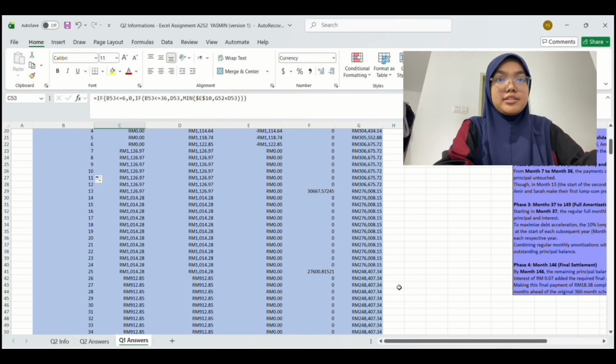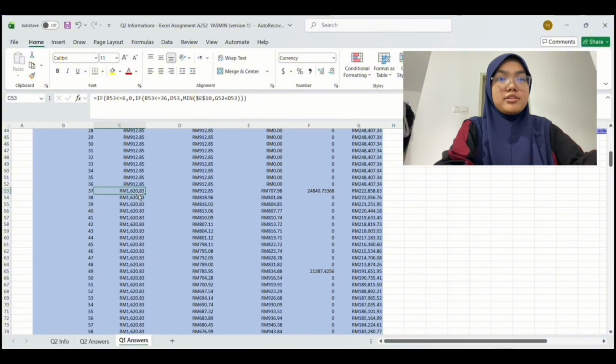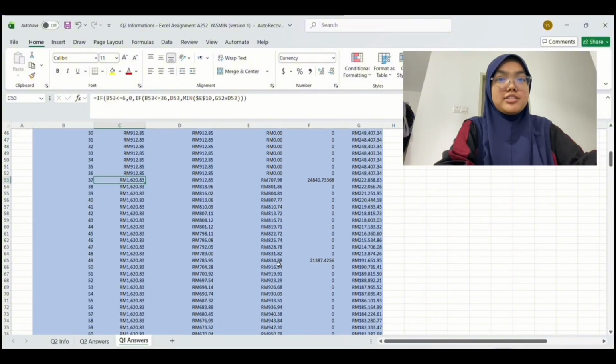Starting from month 37, regular equal installments of 1,620 ringgit 83 cents begin. Each installment is split into 2 components, the interest portion and the principal portion. Part of the payment covers the monthly interest, while the remaining balance pays down the principal. As the principal balance reduces over time, the interest charge shrinks and the principal portion grows larger.